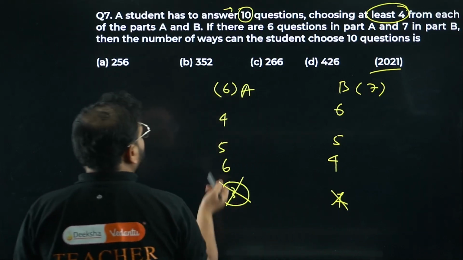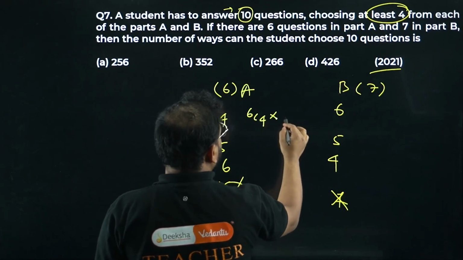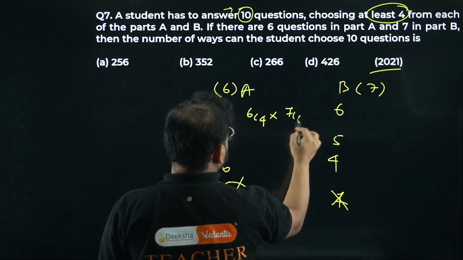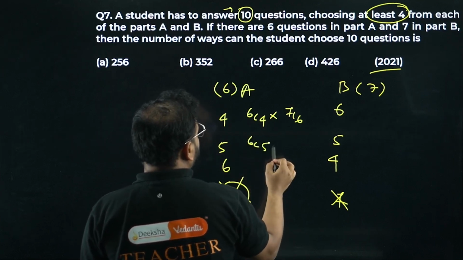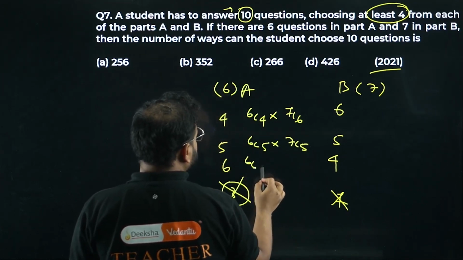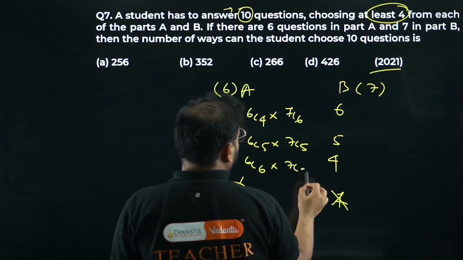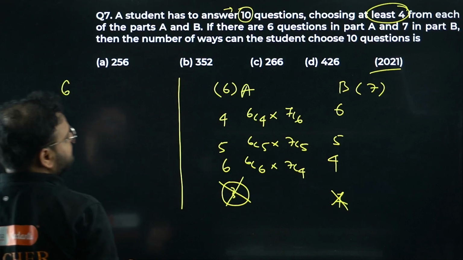So please check. I have to take the multiplication of these two together. From here I get 6C4 into 7C6. From here I get 6C5 into 7C5. From here I get 6C6 into 7C4. Now you are going to add all these values. So basically 6C4 into 7C6.